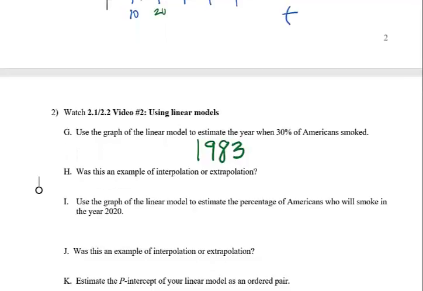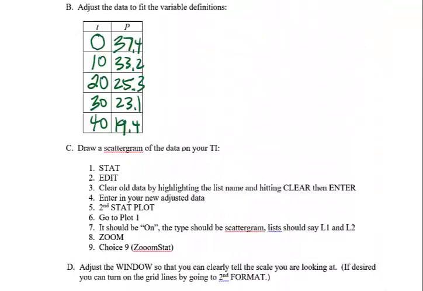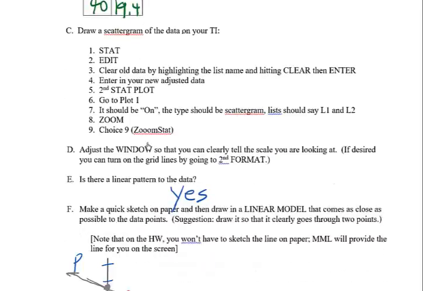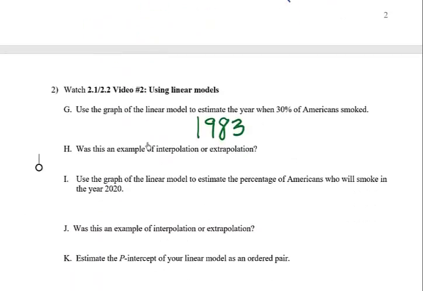Now, question H. Is this an example of interpolation or extrapolation? Interpolation means asking and answering a question within the range of data originally given. Extrapolation means asking and answering a question outside of the range of data that was originally given. Now, our question in part G had to do with the number 30%. If we go back to our data, here are our percentages. They're between 19 and 37. 30 is within those numbers, between 19 and 37. And so what we say is that this question was an example of interpolation.